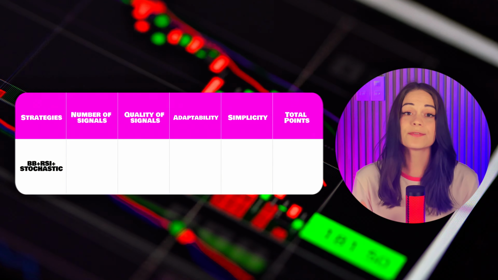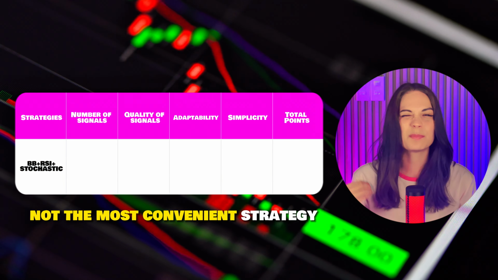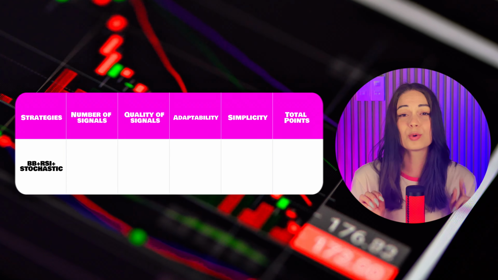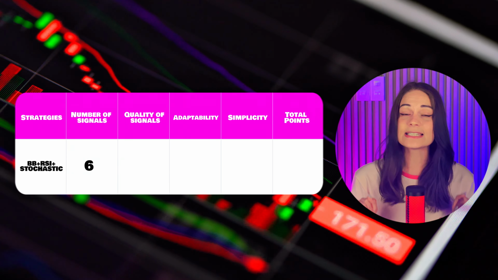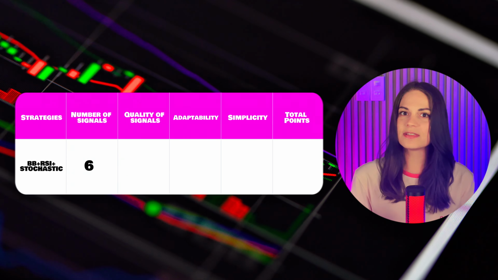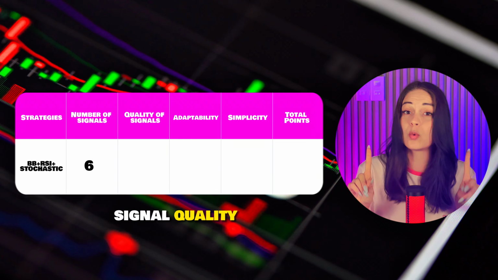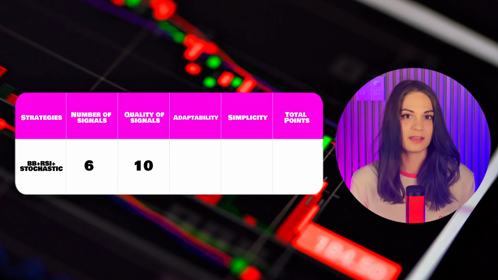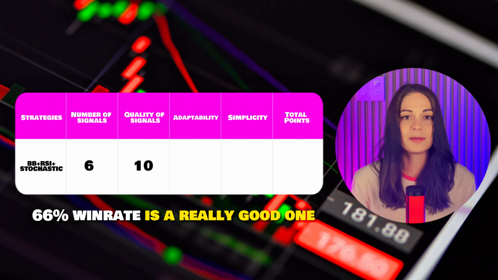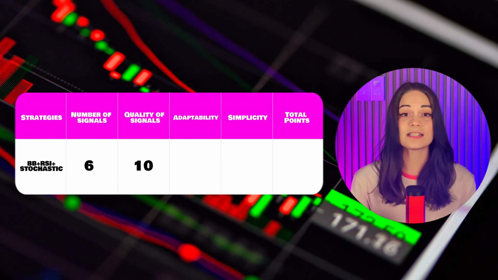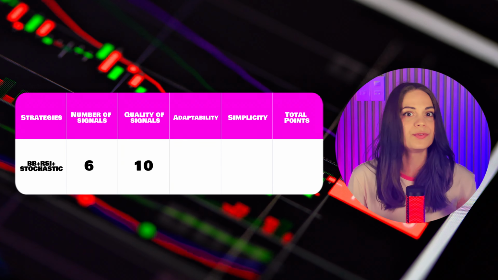So, in terms of the number of signals, this is probably not the most convenient strategy. Trading on one pair, you can wait for signals for a couple of hours, so I'll put 6 out of 10 here. And everything is fine in terms of signal quality, 9 out of 10 here for sure. A 66% win rate is a really good one, but the main thing is that we have identified at least one way to improve this strategy.